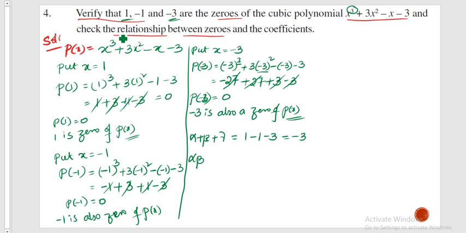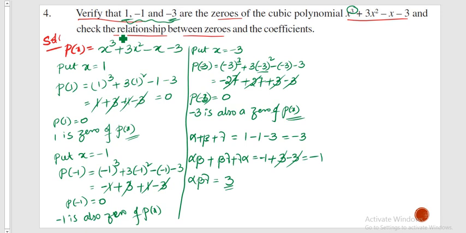Next, sum of product of zeros taken 2 at a time: alpha beta plus beta gamma plus gamma alpha. 1 into minus 1 is nothing but minus 1. Minus 1 into minus 3 is nothing but plus 3. Next, minus 3 into plus 1 is nothing but minus 3. So plus 3 and minus 3 get cancelled. Its value is given as minus 1. Next, product of zeros, alpha into beta into gamma. If you multiply these three values, what am I going to get? I am going to get 3. So 1 into minus 1 is minus 1, and minus 1 into minus 3 is plus 3.